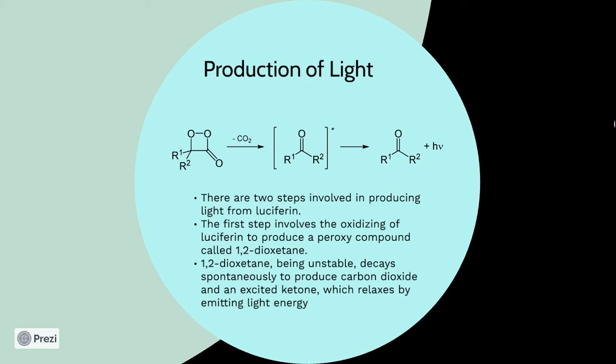Since the 1,2-dioxetane is actually unstable, it decays spontaneously to produce carbon dioxide and an excited ketone. We actually call it an excited ketone because it is in a higher energy level than it would normally be. So, in order to get back to a lower energy level or its usual energy level, it emits light. So the final step in that reaction, the production of the excited ketone and its relaxation, is shown in the diagram above.